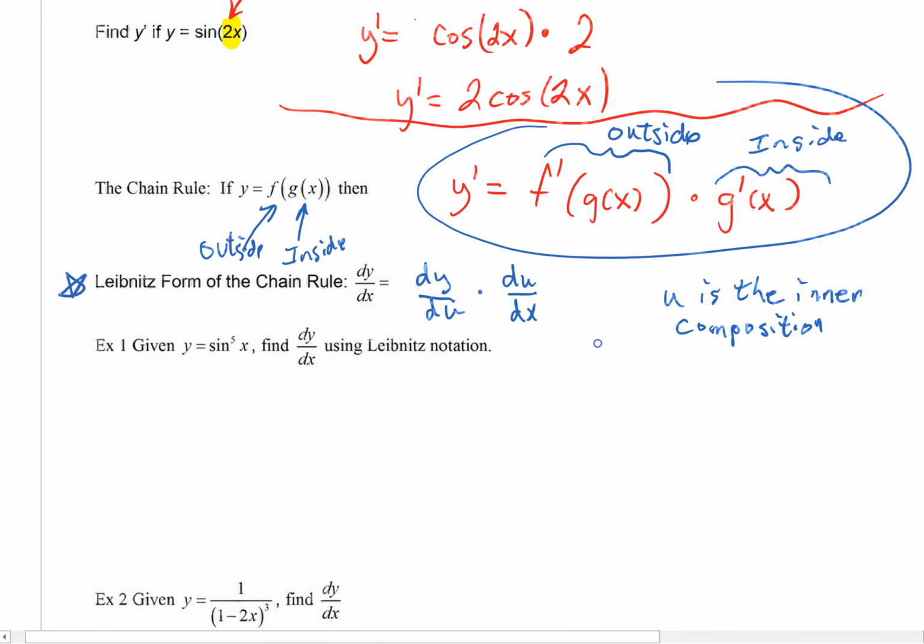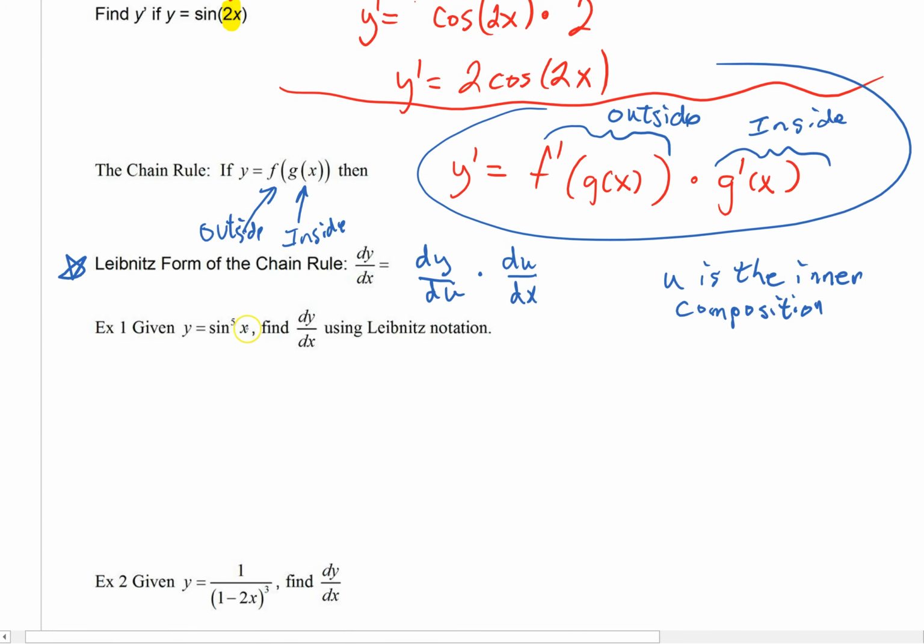Okay, so when we're looking here at example 1, it says y equals sine of x raised to the 5th. Another way you could write that, guys, is kind of like this. In other words, you'd say, well, what's the inside function? Well, the inside function, let's let u equal the sine of x. Okay, that's really what's happening. And then you could say, well, I've got y equals u to the 5th.